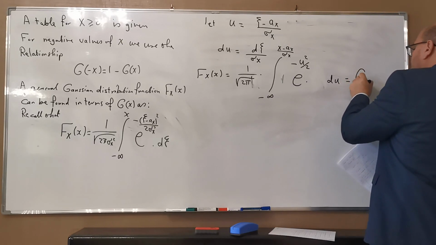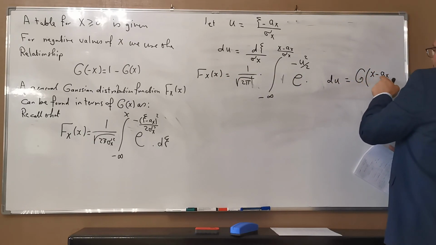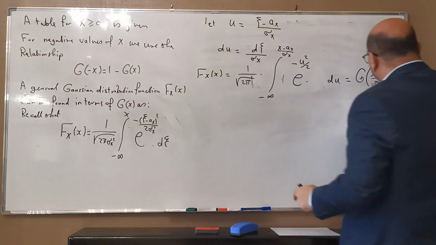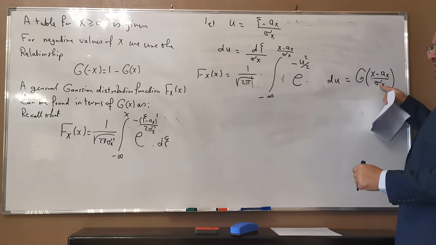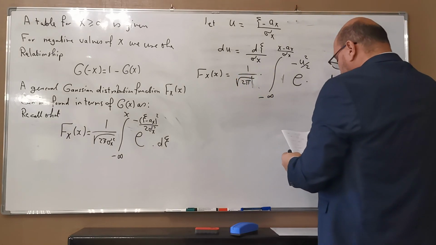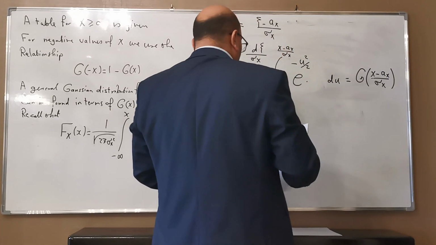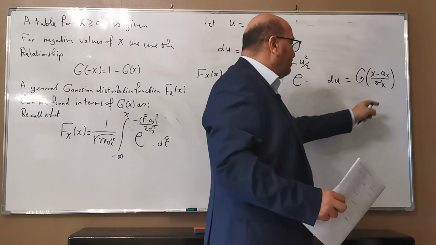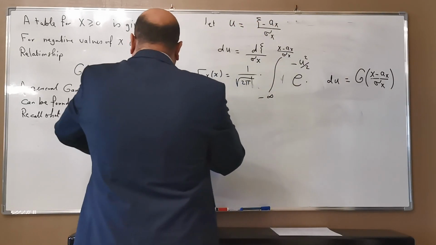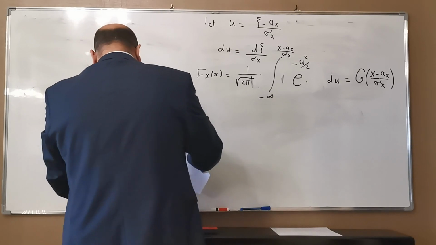And this is equal to g, your normalized Gaussian, but not of x. Instead of x, it's x minus ax divided by sigma x. So fx of x for any x is equal to g of that particular x, subtract the mean from it, and normalize it by sigma x, and you end up with the prototype Gaussian. Okay, so this is how we are always going to manipulate a Gaussian distribution. Take the x, subtract from it the mean, divide by sigma x, and transform it into the prototype Gaussian. Go to the table, find the corresponding value of the probability.